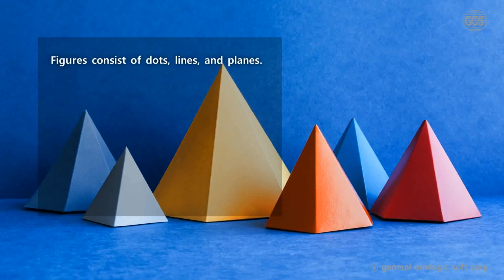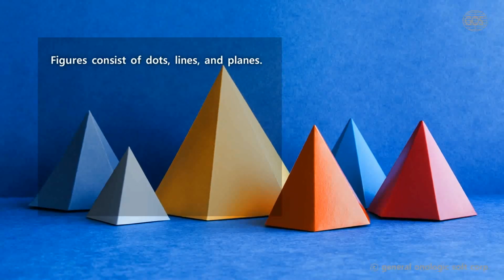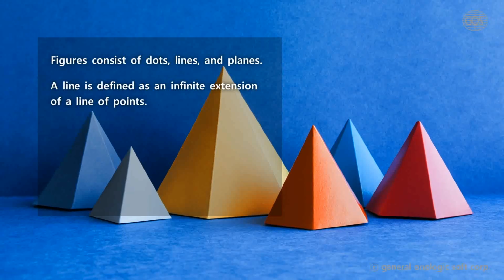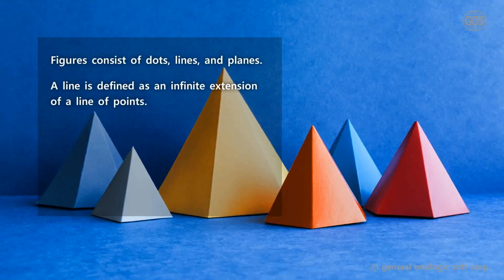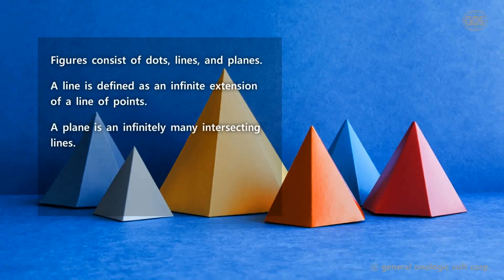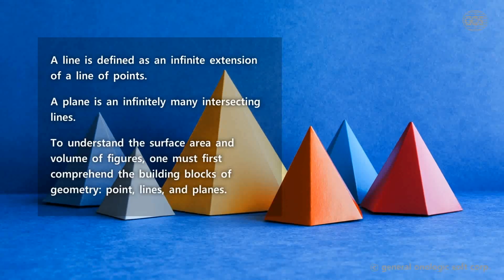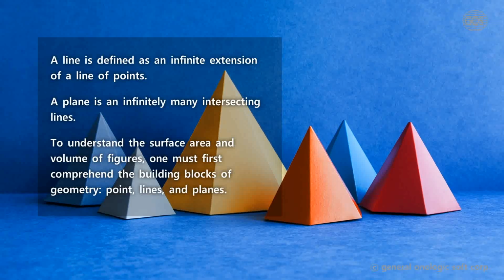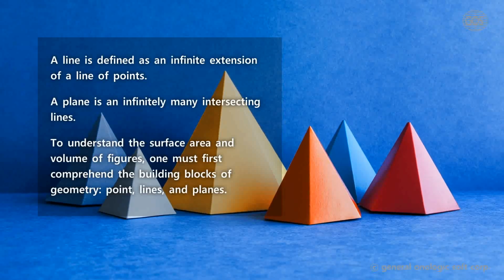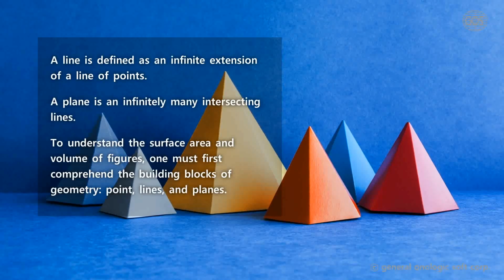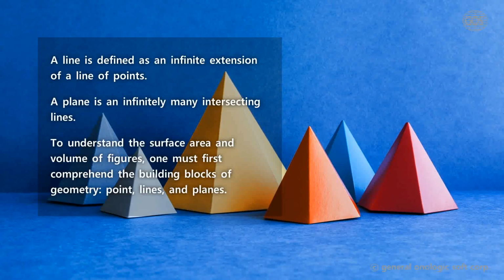Figures consist of dots, lines, and planes. A line is defined as an infinite extension of a line of points. A plane is infinitely many intersecting lines. To understand the surface area and volume of figures, one must first comprehend the building blocks of geometry: points, lines, and planes.